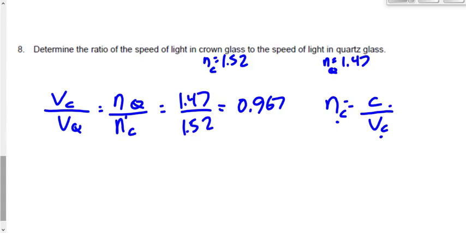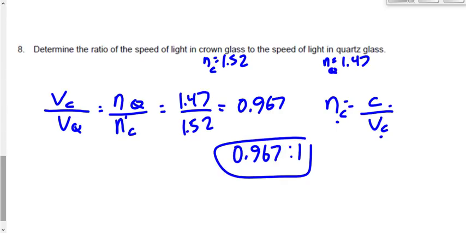Go figure, right? In the end, the c's effectively end up canceling out. All right, so the ratio is 0.967. We'd say the ratio of crown glass to quartz glass would be 0.967 to 1. Make sense? Good. What's another word for ratio? Divide. That's what we did. We divided v1 by v2, which was the same thing as saying n2 divided by n1. What's another thing besides ratio, divide? Third one? Compare, yeah. If we said compare the speed of light, then we do exactly the same thing.